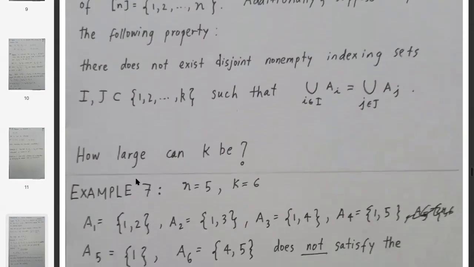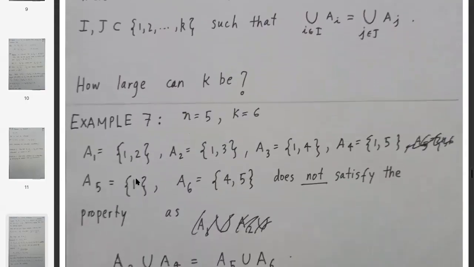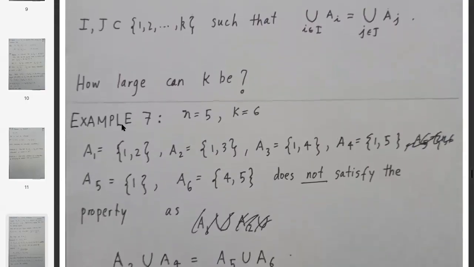So let us look at an example to understand what the property means. Example 7. Suppose n equals 5 and k equals 6, and my sets are A1 equals {1,2}, A2 equals {1,3}, A3 equals {1,4}, A4 equals {1,5}, A5 equals the singleton {1}, and A6 equals {4,5}. So these are subsets of the set {1,2,3,4,5}, and there are 6 such subsets.